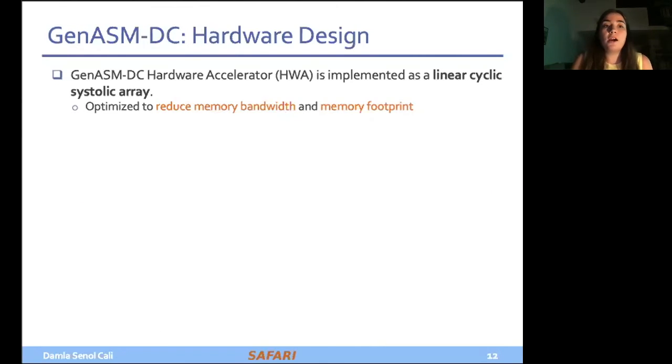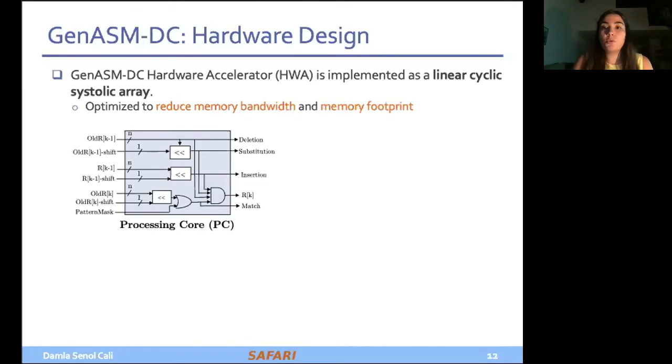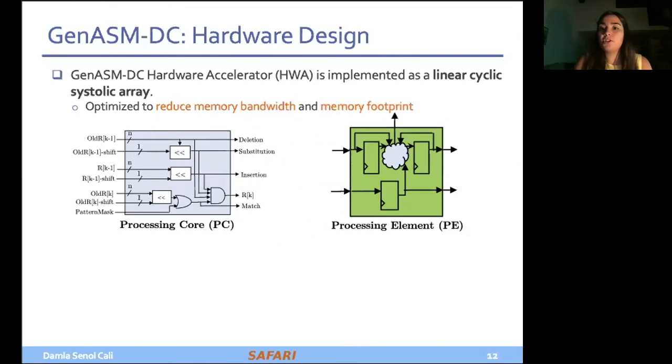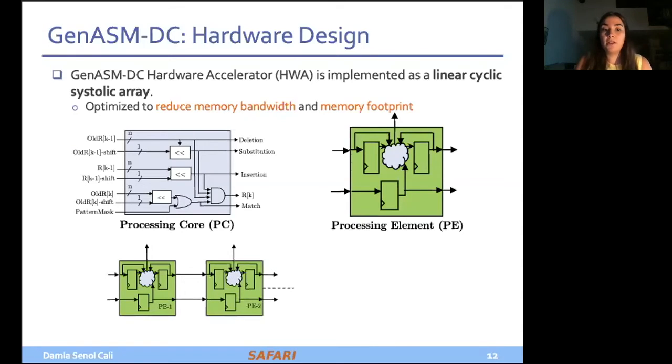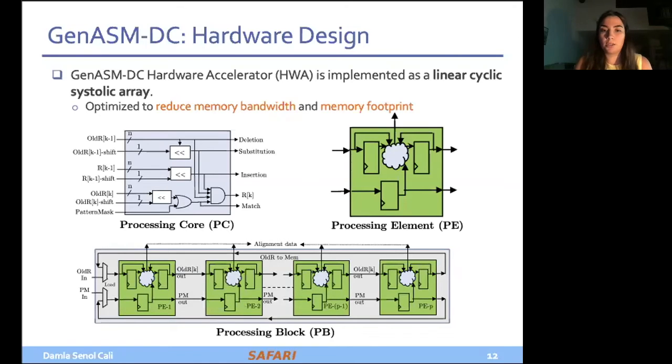When we look at the hardware design of the DC component, we implement it as a linear cyclic systolic array in order to reduce the memory bandwidth and the memory footprint requirements. And the processing core is the basic compute component, which is computing the bit vectors. And as you can see here, it has a very simple logic. And when we add the required logic, like flip-flops for data storage around the processing core, we come up with the processing elements. And multiple processing elements are concatenated to define the processing block.